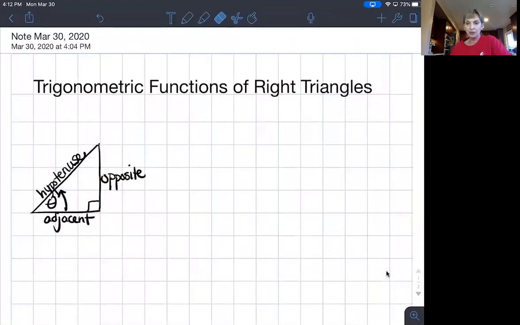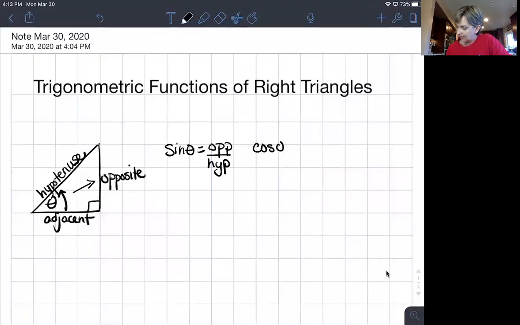So here I've drawn a right triangle. You can see our angle, the opposite side, the adjacent side, the side next to the angle, and the hypotenuse. And we're going to start just by talking about sine. Sine is the opposite side over the hypotenuse, the ratio of those two sides, opposite over hypotenuse. The cosine of that angle is the ratio of the adjacent side to the hypotenuse.